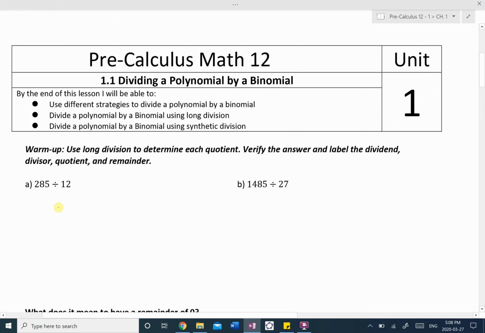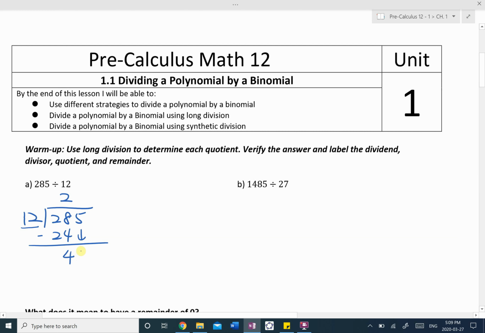285 divided by 12. To do long division, remember you set up like this. 285 is your dividend and 12 is the divisor. To do this, you need to think about how many times 12 goes into 28. And we know that 12 goes into 28 twice. 12 times 2 is 24, and you need to subtract them when you do long division. 28 minus 24 is 4.